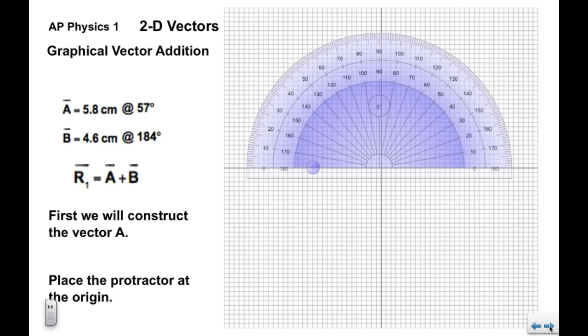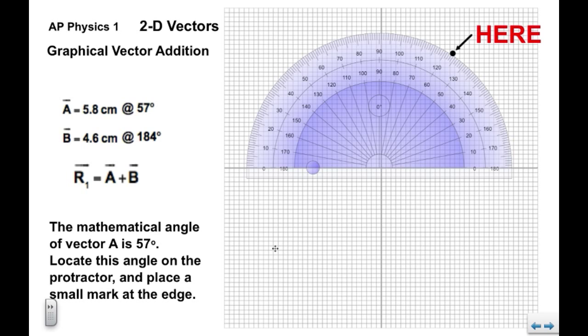So the first thing we're going to do is construct vector A physically right on the paper. Okay, we start by putting the protractor at the origin. We've done this already. Make sure that the origin of your protractor is at the origin of your XY plane. And then what we're going to do is measure the mathematical angle of vector A. Vector A is at 57 degrees mathematically.